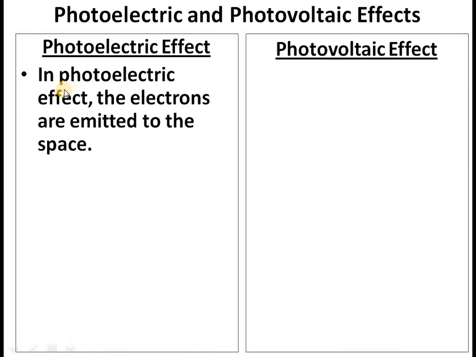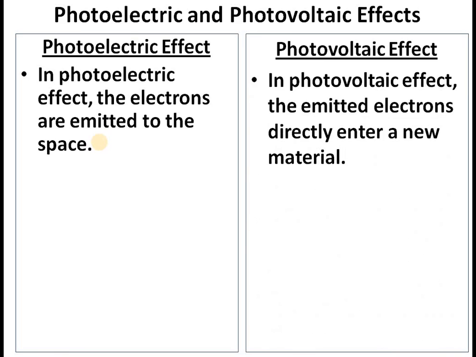In photoelectric effect, electrons are emitted to the space. Okay, in the previous slide you have seen a discharge tube. Into the discharge tube, electrons are emitted. Whereas in a photovoltaic effect, emitted electrons directly enter a new material. Okay, in a silicon crystal, for example, one side P doped, other side N doped. So electron travel through a material, whereas in this case electron travel in the tube or in a free space, you can say.